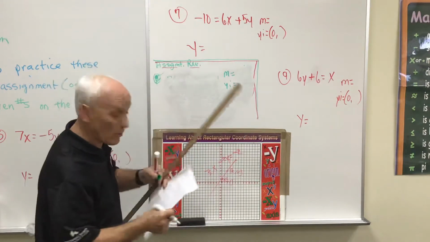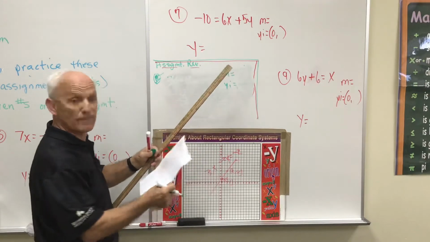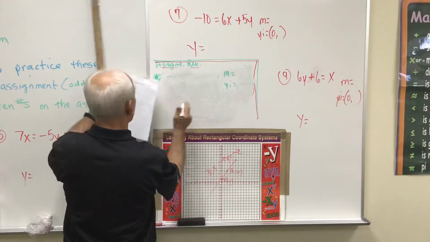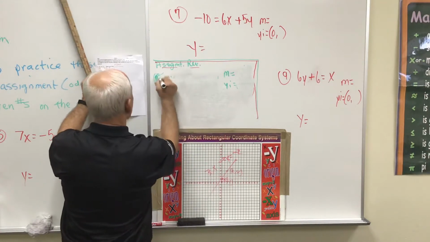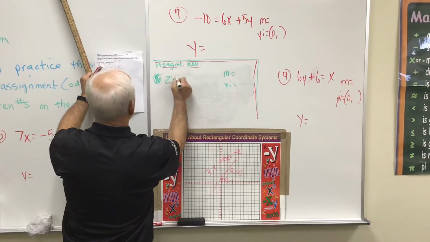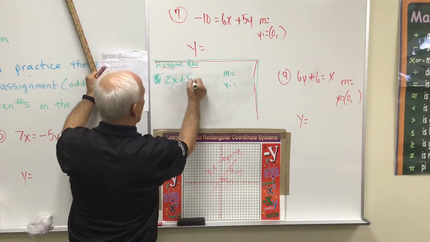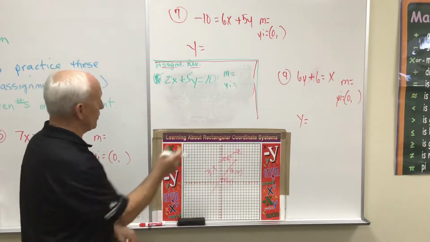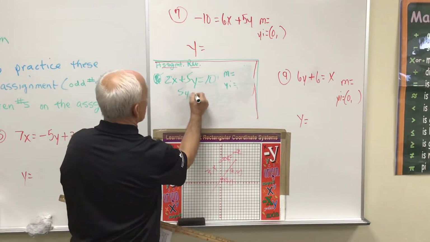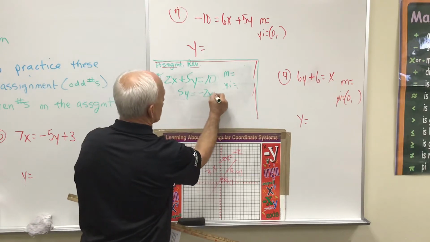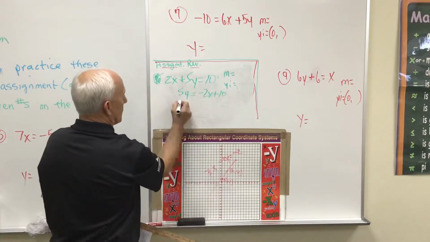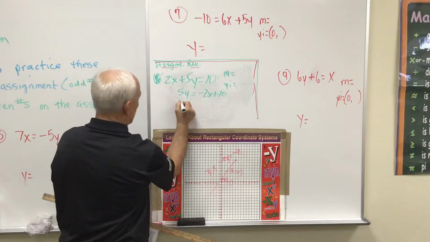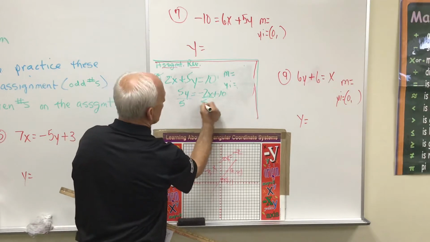How many are working on 5 for 5? Good. All right, let's get this last one done. Number 6 is 2x plus 5y equals 10. You know what to do? You should. We're going to make it 5y equals -2x plus 10. We're going to divide by what? 5. You got it. I hope it's showing.